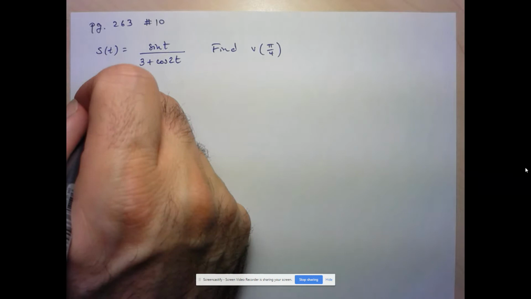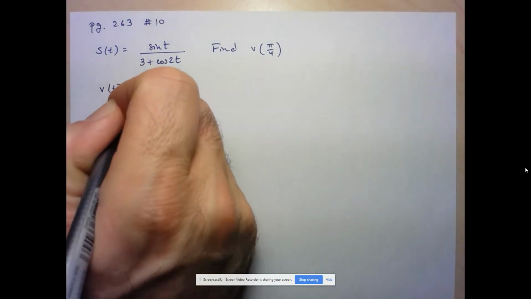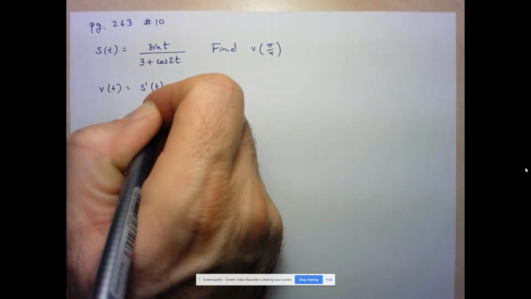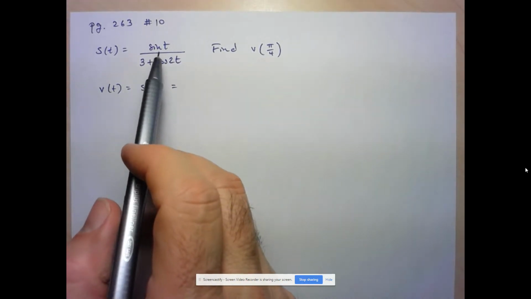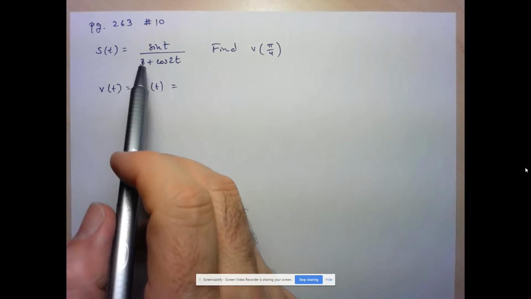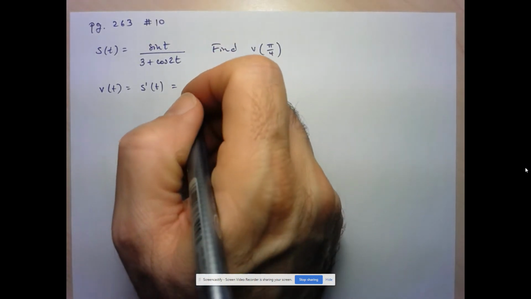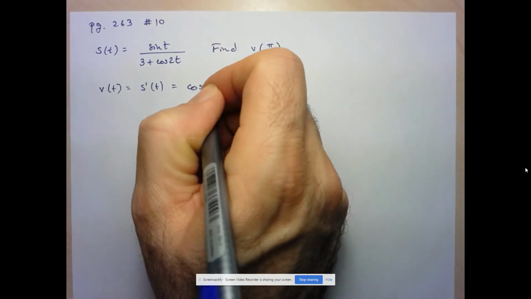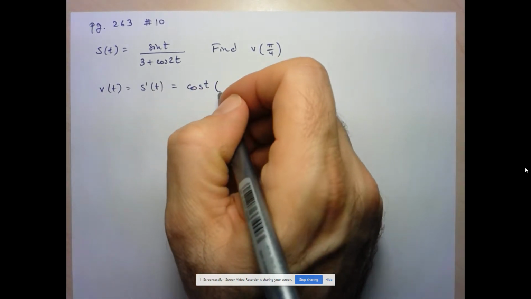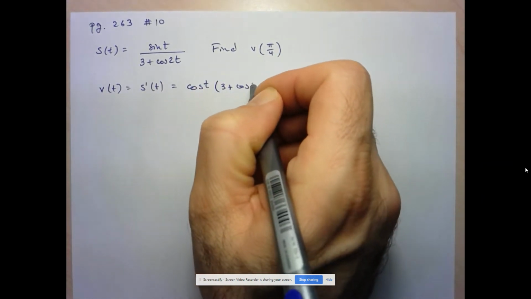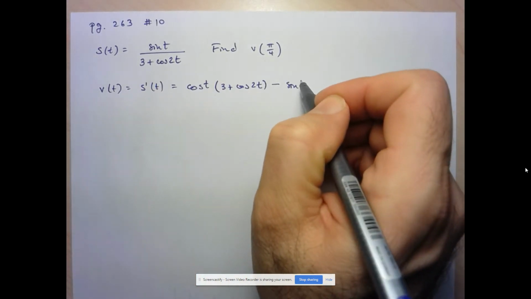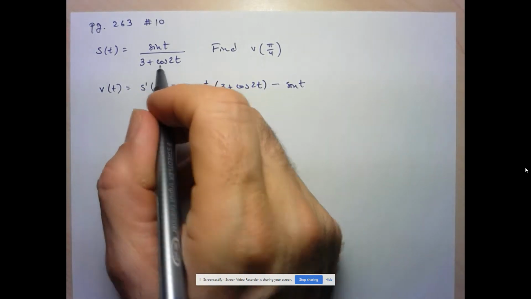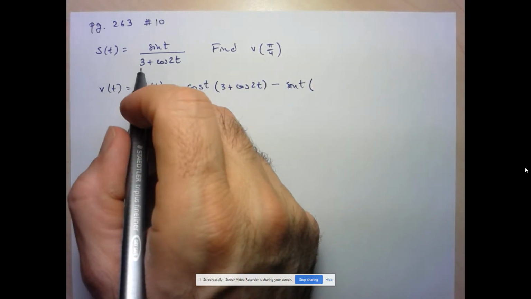So the first thing I'm going to do in order to find the velocity is take the derivative of the position function. All right, so here I'm going to have to apply the quotient rule. So let's start. Derivative of the numerator is cos of t, times the denominator function. So that's 3 plus cos 2t, minus the numerator function, sine t, times the derivative of the denominator function. So derivative of 3 is just 0.